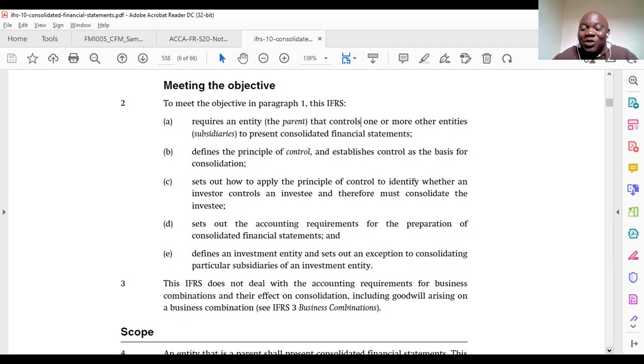So we are actually looking at control, meaning that we are ignoring the amount of shares that one may have. All we're interested in is the control. Is the control there? So you do a control test. So once you do this particular test on whether company X has control over this particular subsidiary. Second, it defines the principles of control and establishes control as the basis for consolidation.